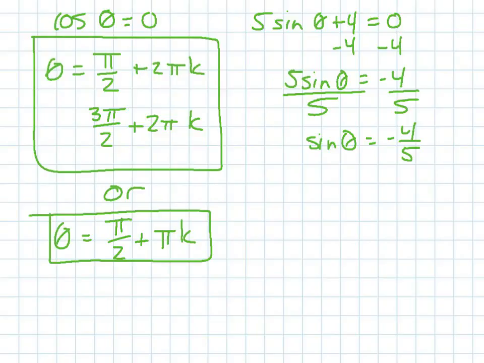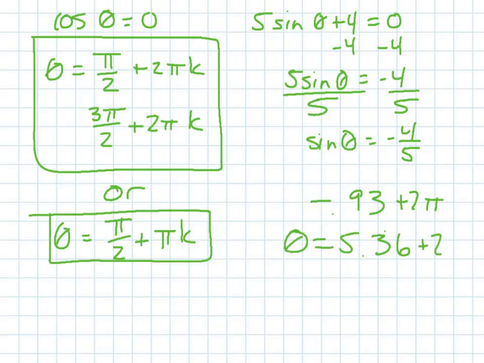Okay, for sine theta equals -4/5, this one we'll need our calculator for. So I need to insert inverse sine of -4/5. That gives me -0.93, let's say. That one's not in between 0 and 2 pi, so I want to add 2 pi to it, just so I can talk about something in between. If I add 2 pi, that gets me 5.36, let's say. That would be one solution. We could say plus 2 pi k.